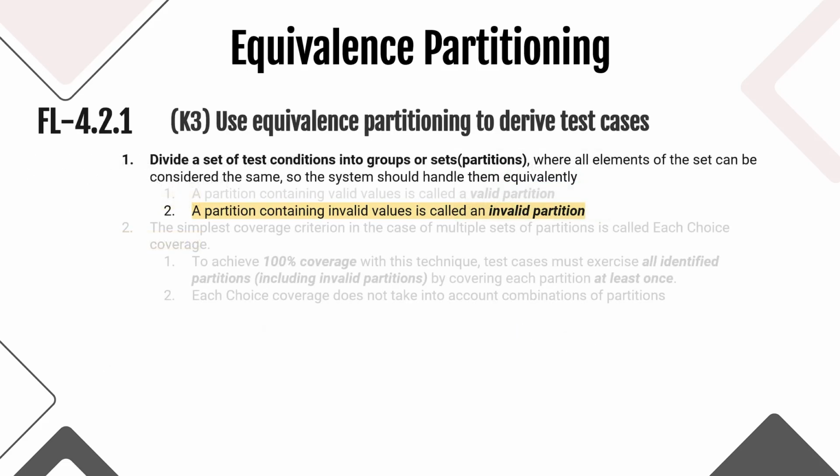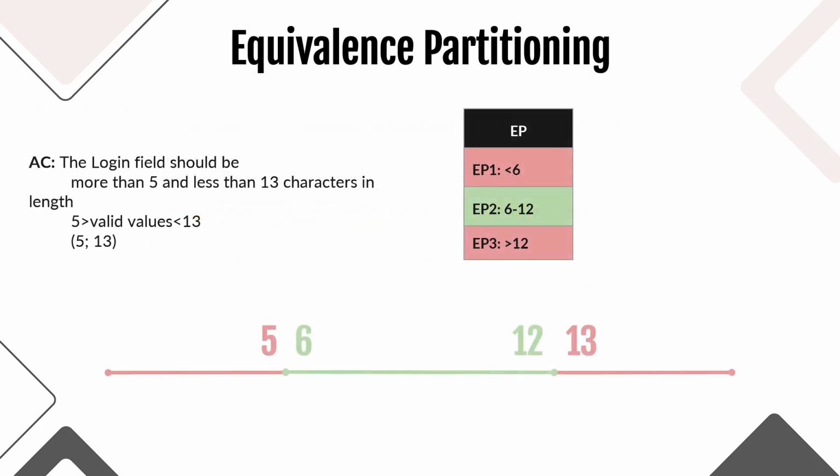Let's move on to the next step. After we have identified the valid partitions, we need to identify the invalid partitions. In this simple example, it is easier to identify invalid partitions because we have already identified the valid partition. If the number of characters is less than 6, then it is an invalid value, and if the number of characters is more than 12, it is also an invalid value.